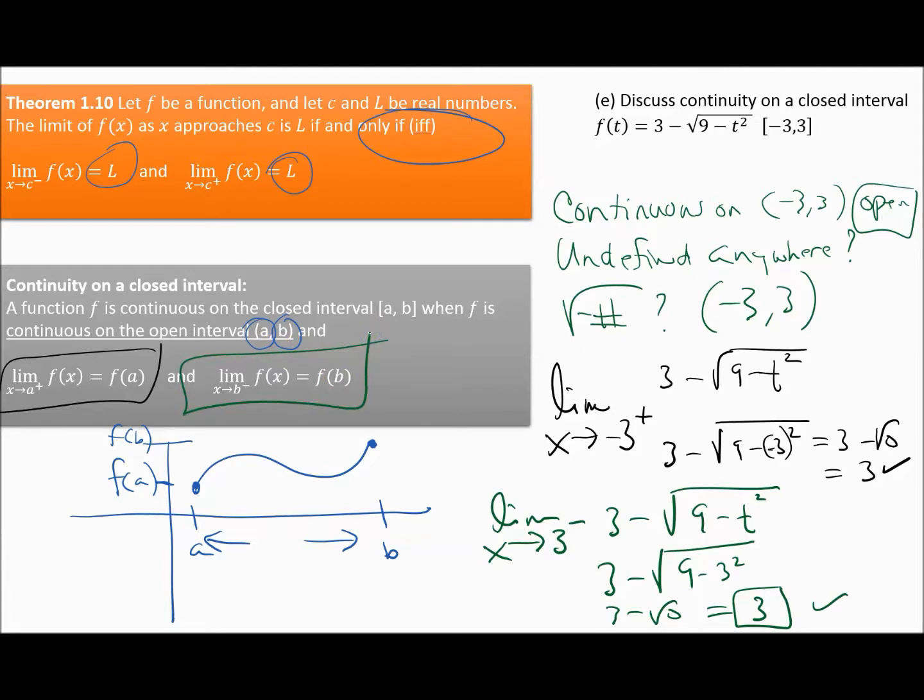So first of all, you check the open interval and make sure it's continuous on the open interval. Then to check the left endpoint, you take the limit as x goes to the left value from the right. And then you take the limit as x goes to the right value from the left. How more confusing can you be? And this is why I drew this picture over here, to make that more clear for you.